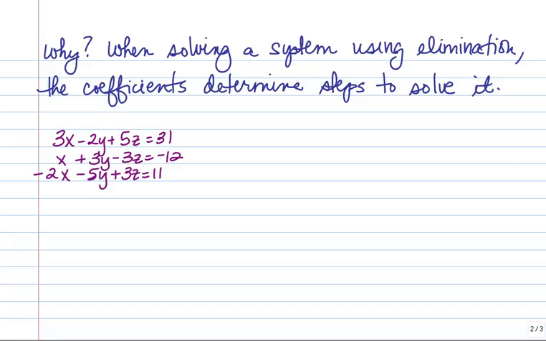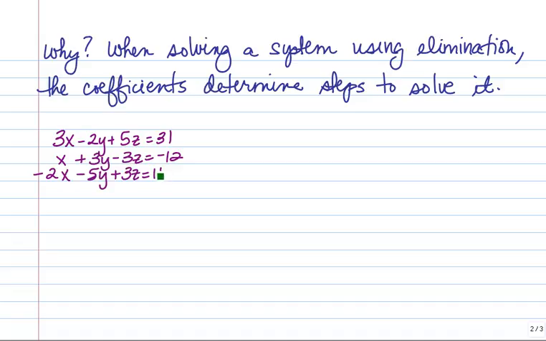If I have this system, 3x minus 2y plus 5z is equal to 31, and x plus 3y minus 3z is equal to -12, -2x minus 5y plus 3z is equal to 11. We've already talked about how to solve this system, but let's just go through it again so you can get the feel for what I'm talking about.